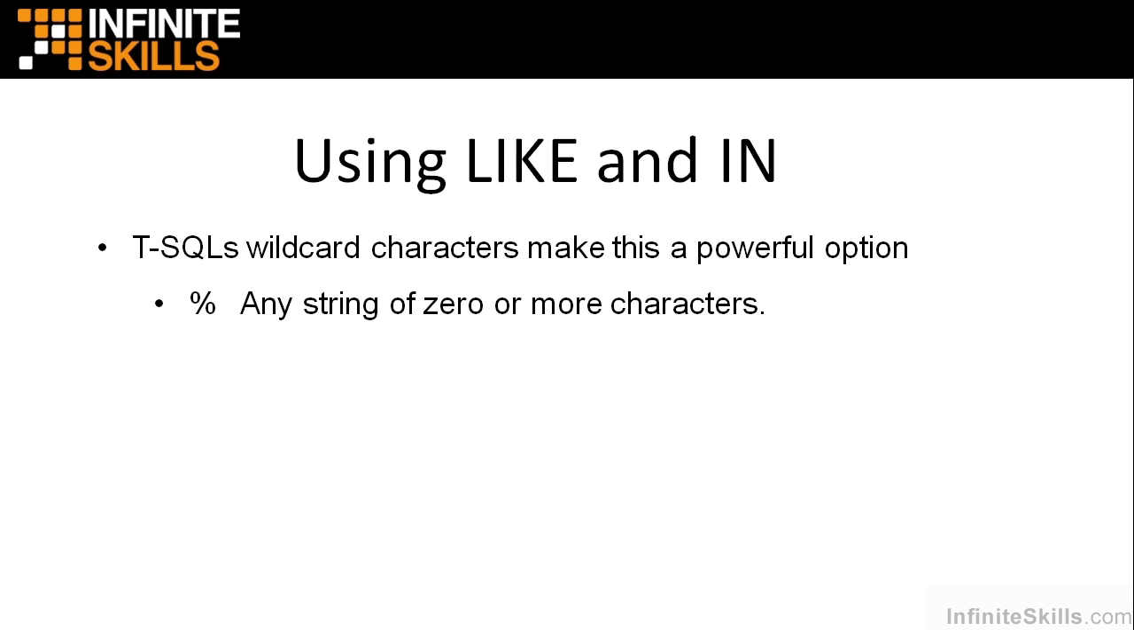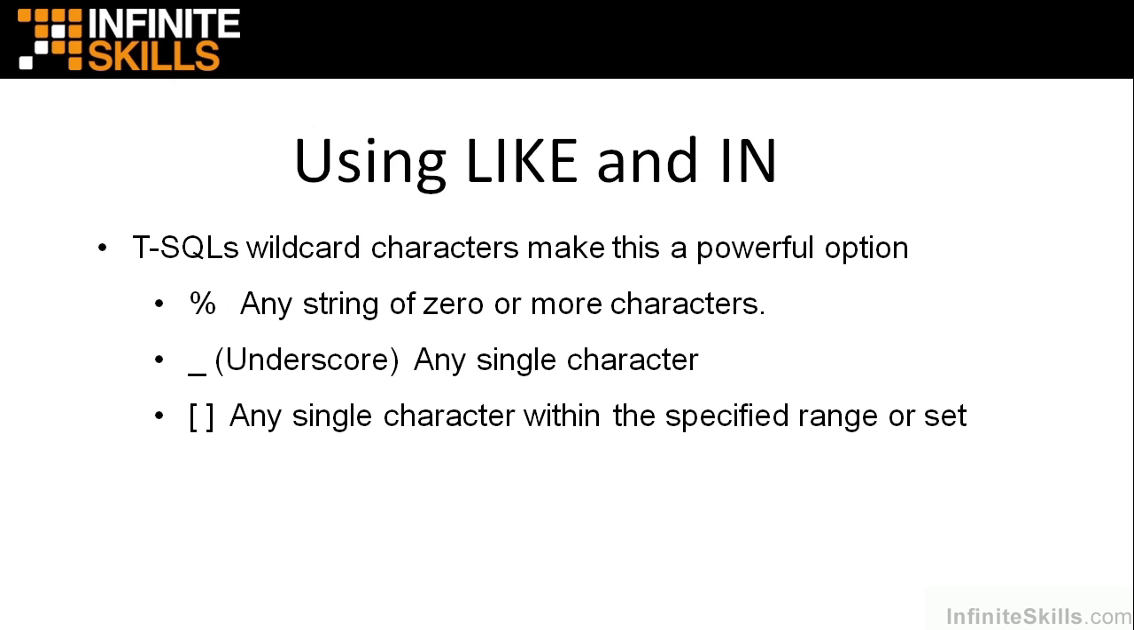So think about this. The percent sign is the same as the asterisk in DOS, if you're familiar with that. So if I use the percent wildcard symbol, it means any string of 0 or more characters. The underscore is the same as the question mark in MS-DOS, if that helps you, but the underscore takes the place of any single character. And brackets, the square brackets, are any single character within the specified range or set.